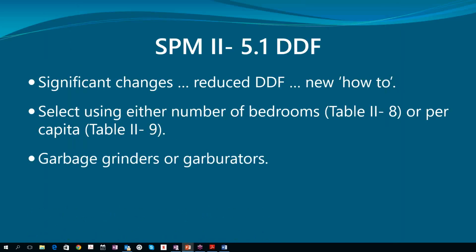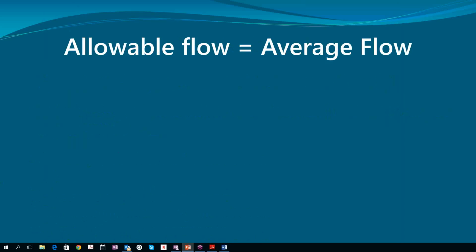New stuff about garbage grinders and carburetors and grinder pumps and macerators. A little more on that later. The key point is that allowable flow is average flow, and for a maintenance provider to get that wrong is a pretty big screw up because it's called maintenance and monitoring. Right? So monitoring is just as important as the rest of it. Monitoring means flow monitoring, and the allowable flow is not DDF. DDF is double the allowable flow.